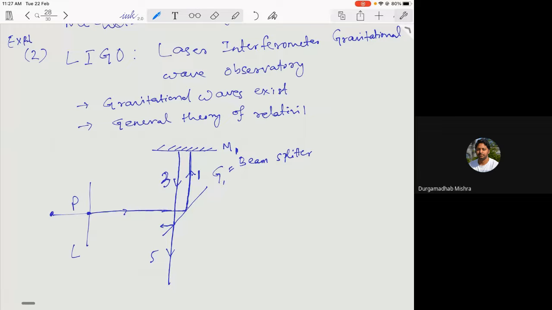Now again, from the initial beam, there will be a partially transmitted one, so let's call it 2. Then he put another mirror here, and it will reflect back. When this reflects back, let's call it 4, and from the beam splitter this one will be partially reflected in this direction, and also partially transmitted in this direction. This we call 6.